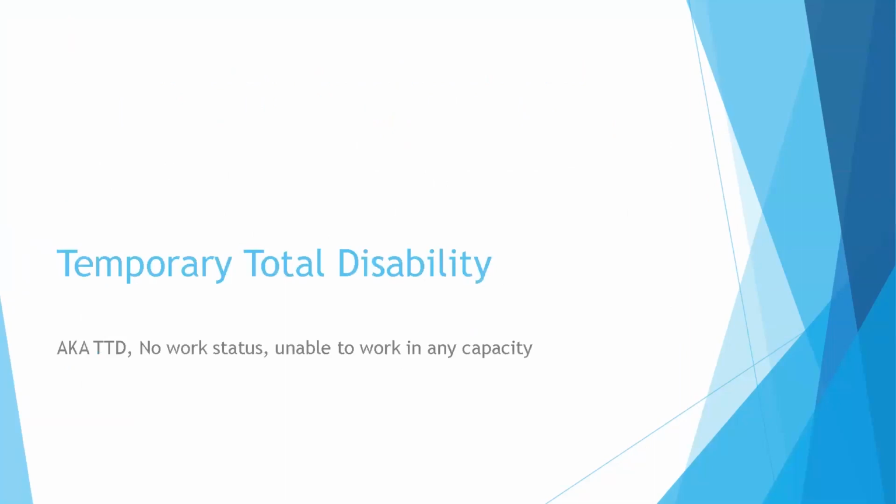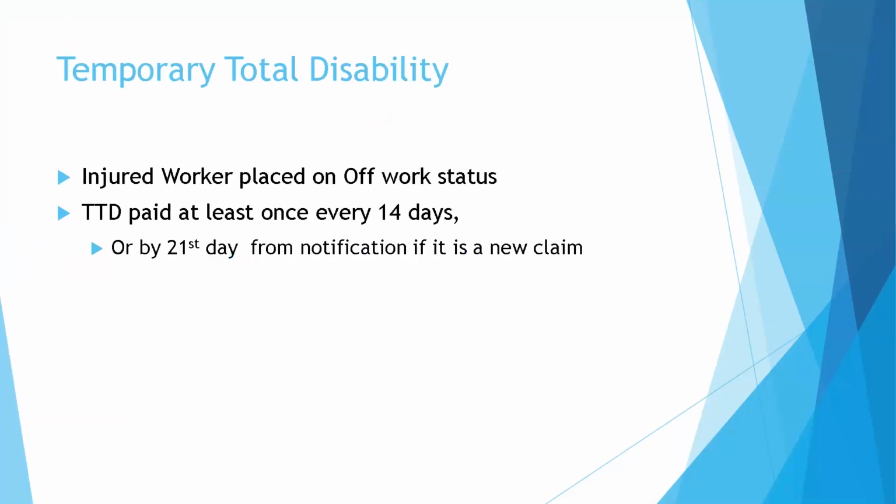Temporary total disability, aka TTD, no work status, unable to work in any capacity. Temporary total disability is when the injured is placed on off-work status. TTD is to be paid at least once every 14 days, or by the 21st day from the date of notification if it is a new claim.